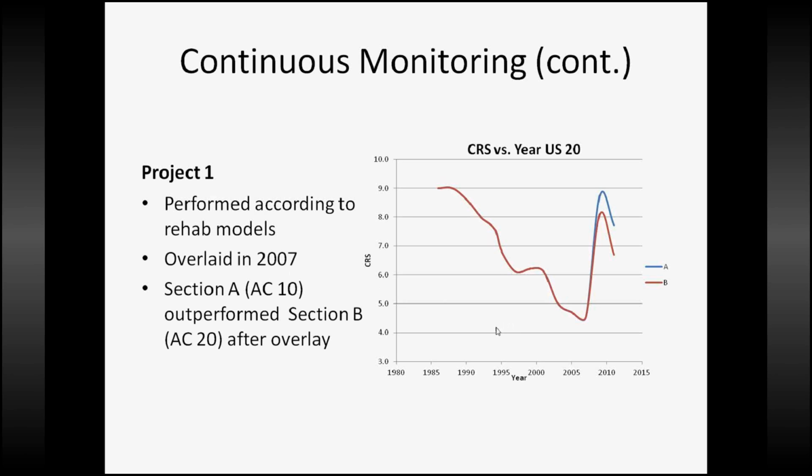We also noticed that Section A, the one built with AC10, outperformed Section B, the one built with AC20, after the overlay. And we assumed that the difference in performance between both Sections A and B had to do with the fact that cracks in softer mix are less likely to reflect through the overlay. And this helps us validate our policies in binder selection based on temperature across the state.